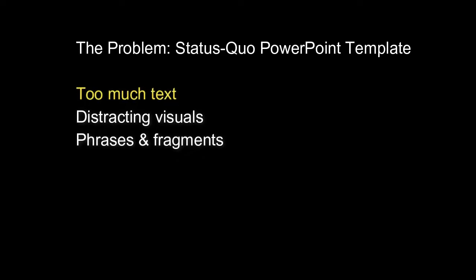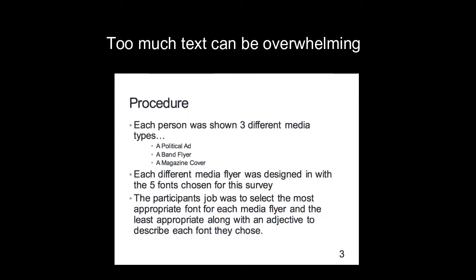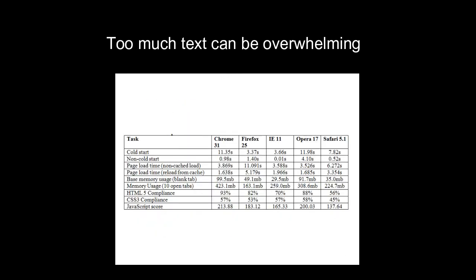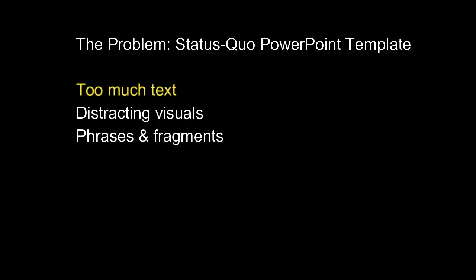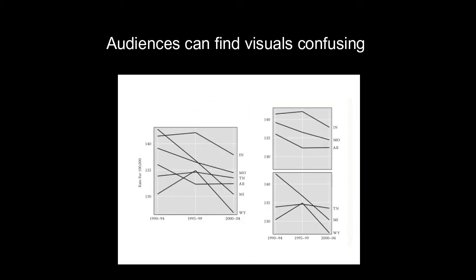The first problem is too much text. Slides crammed with dense concentrations of text can overwhelm audiences and make them not want to read the information you're trying to share with them. Similarly, unnecessary visuals that don't contribute meaningfully to your message can distract or confuse audiences who aren't sure what they're supposed to learn from them.